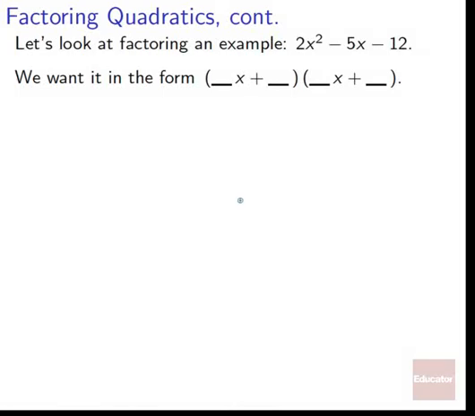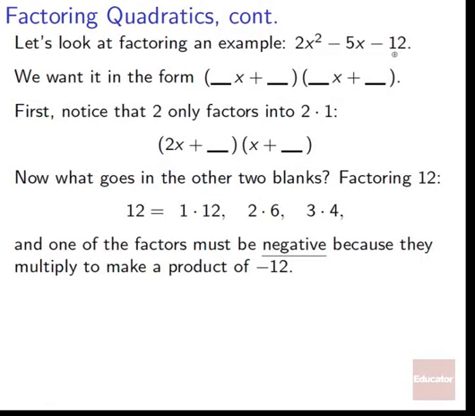If we want to factor 2x squared minus 5x minus 12, we know right off the bat we want to break it into the form blank x plus blank times blank x plus blank. First thing we notice is we've got this 2 at the front, and 2 only factors into 2 times 1. We can't break it up into anything else really easily, so let's put it down as 2x times x.